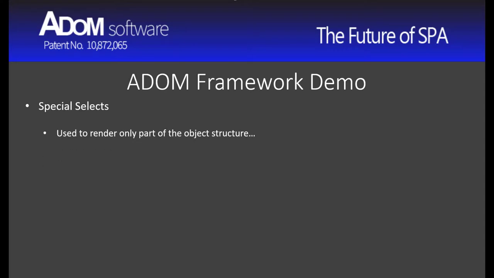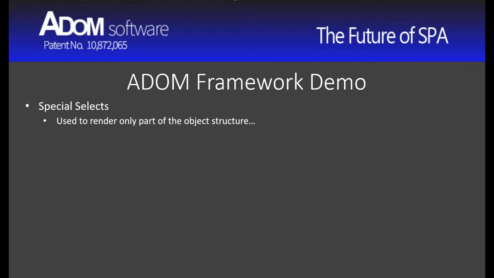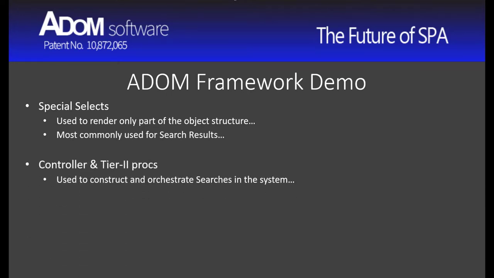Special Selects. Used to render only part of the object structure. Most commonly used for search results. Controller and Tier 2 procs. Used to construct and orchestrate searches in the system.